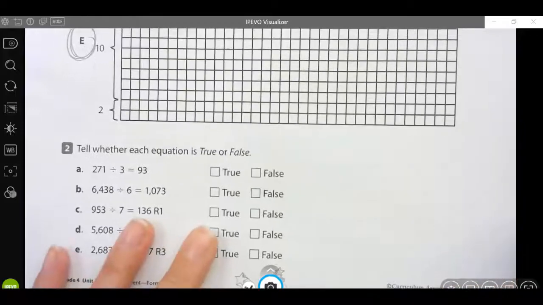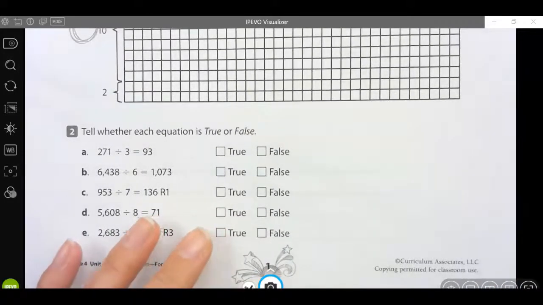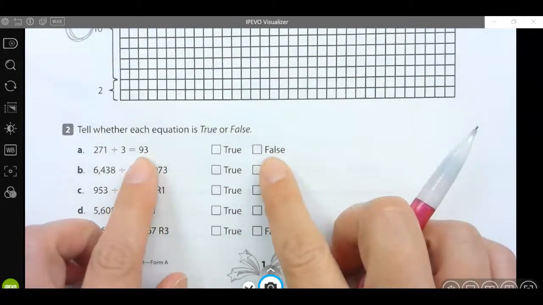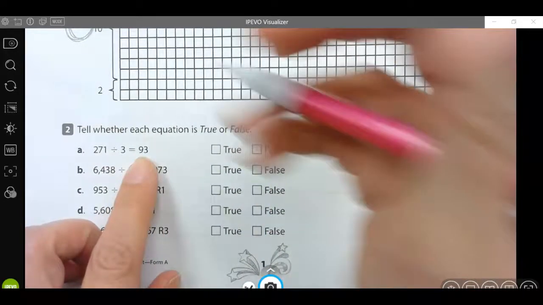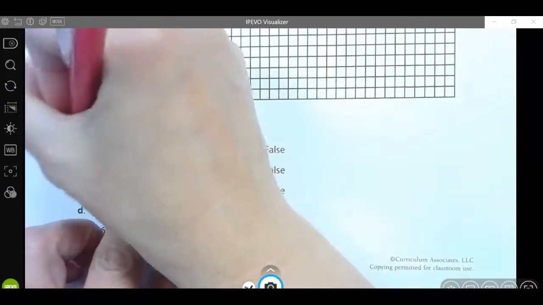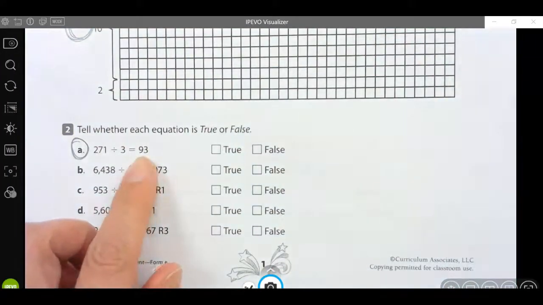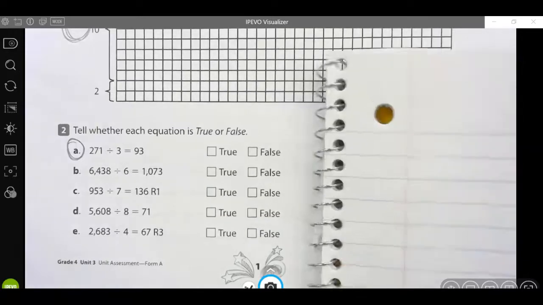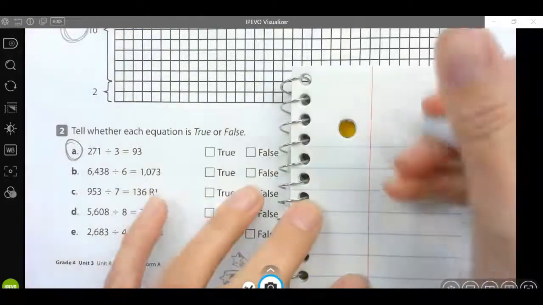We're going to jump down to number 2. Basically you need to solve these to tell if they are true or false. So go ahead and work out A on your whiteboard for me. What is A? It's 271 divided by 3 equals 93. Yep, I'll write it for you here.